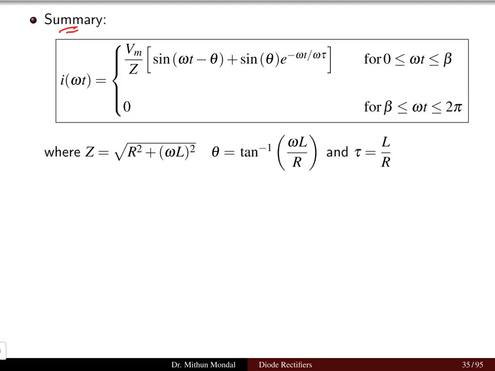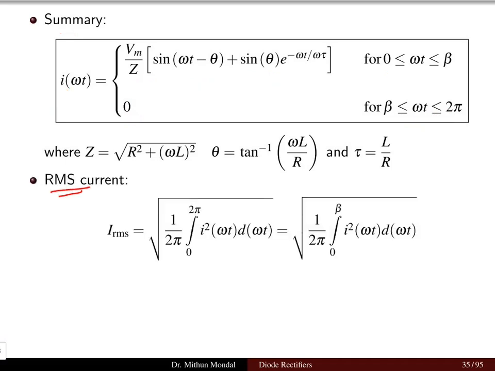So if we summarize what we learned here, i(omega t) for the conduction period 0 to beta, we get this expression, and from beta to 2 pi there will be no current present in the circuit. And the RMS current, if we want to obtain it, we can easily obtain from the concept that the conduction period is from 0 to beta, and we can square the current, i squared omega t, d omega t. So these values we can put in the main current equation square term, and we can find the RMS current which is flowing in the network.